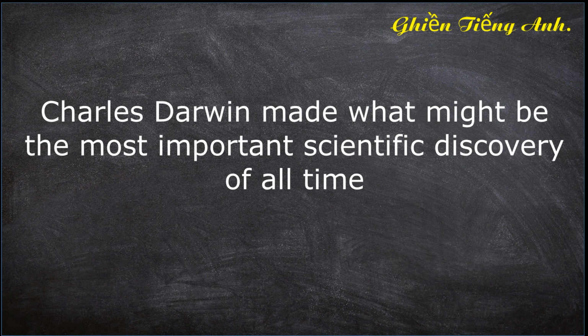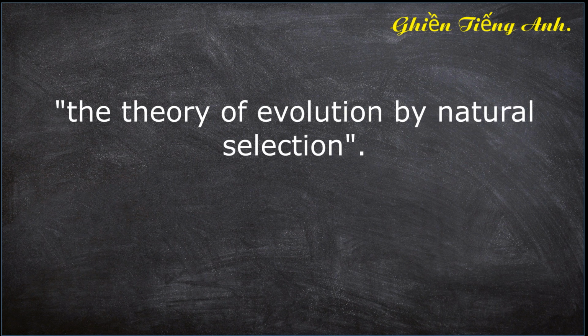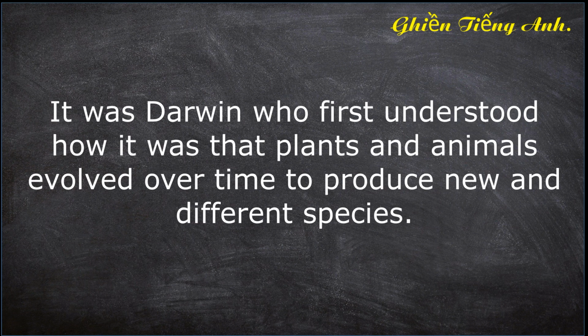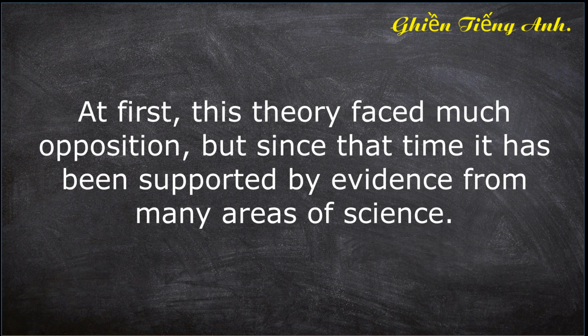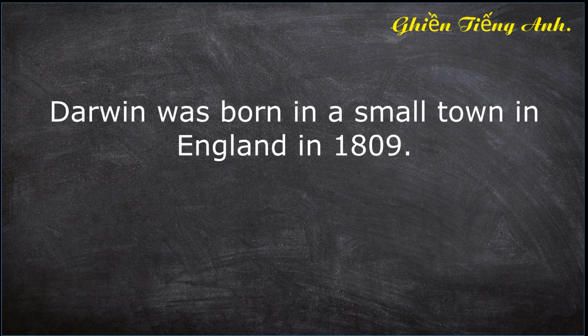Charles Darwin made what might be the most important scientific discovery of all time, the theory of evolution by natural selection. It was Darwin who first understood how it was that plants and animals evolved over time to produce new and different species. At first, this theory faced much opposition, but since that time, it has been supported by evidence from many areas of science.